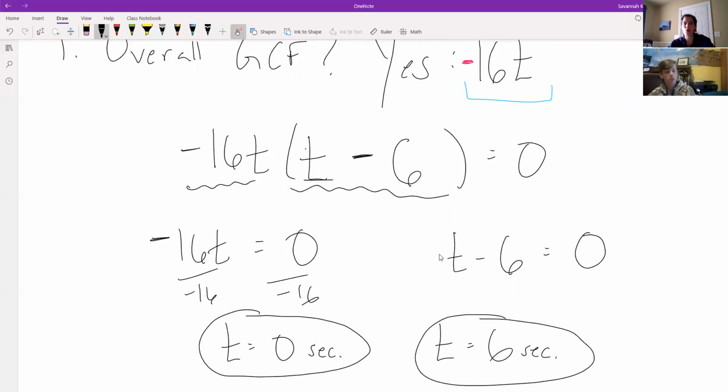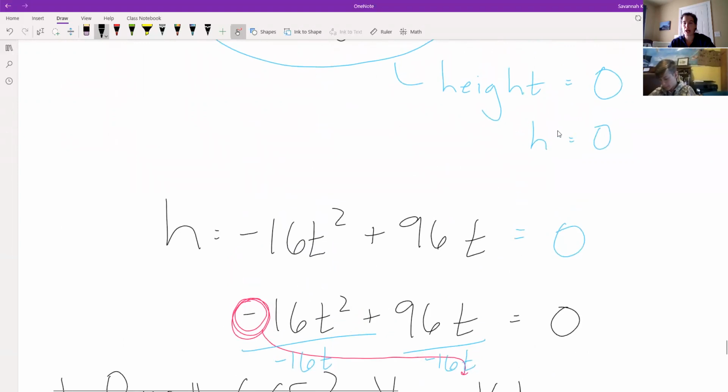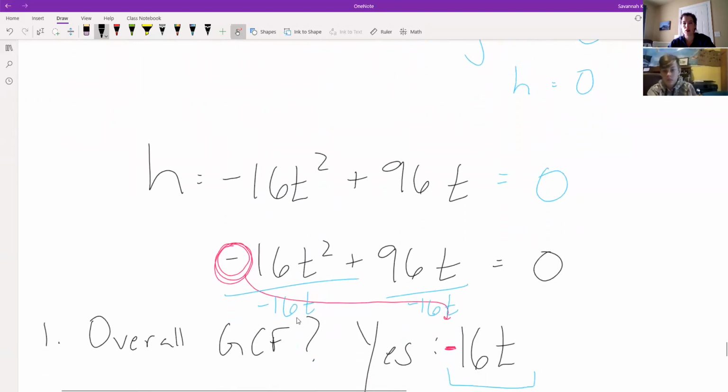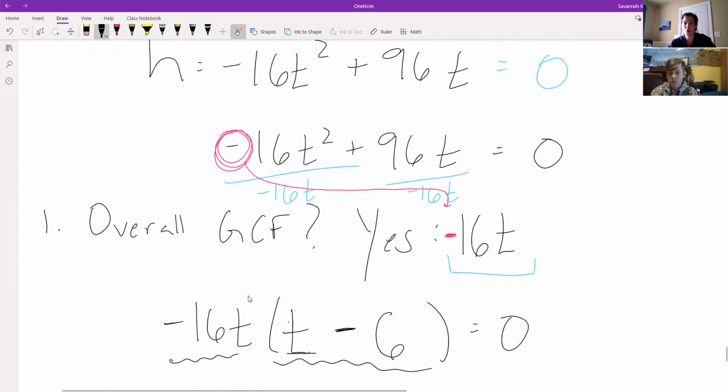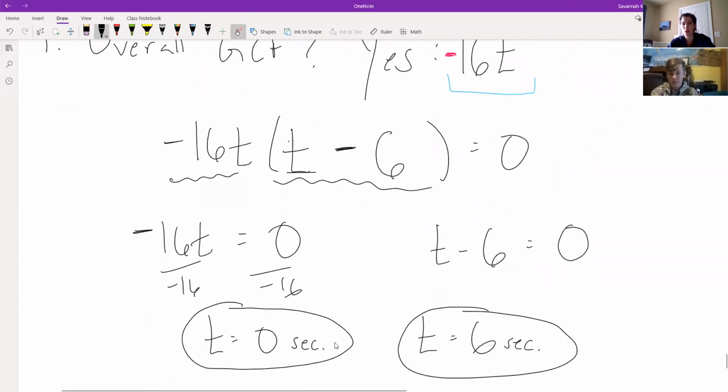Okay. So all you do in these problems, different from what we used to do, you're going to be asked when something hits the ground. So you set your equation equal to 0. You factor out, usually you get to pull out -16 and something. And then you set what's left equal to 0.